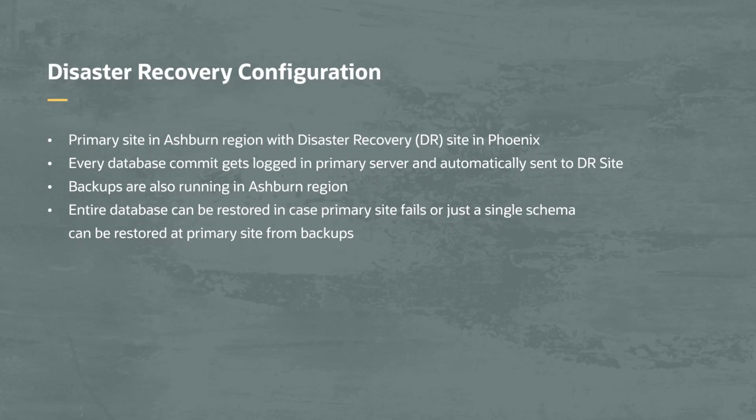So automatically, every commit not only goes on the Oracle server in Virginia, it also gets sent to the DR server, to the backup server in Phoenix. Along with that, there are also backups going on in Virginia as well. So we have 3 layers, which is something that we actually didn't quite have before.